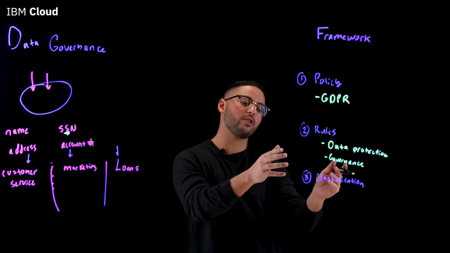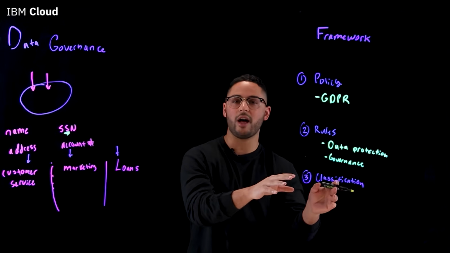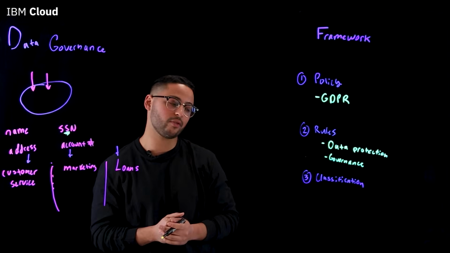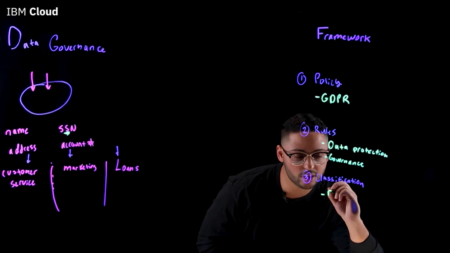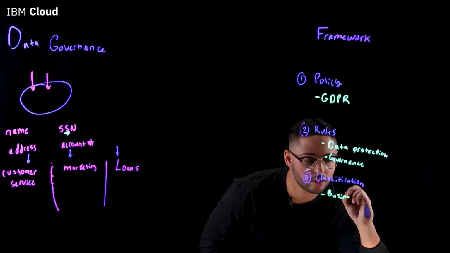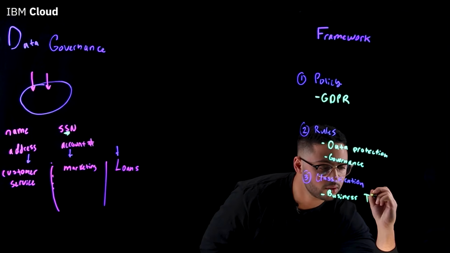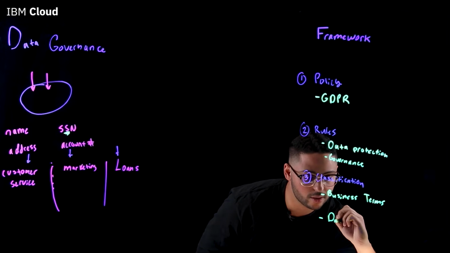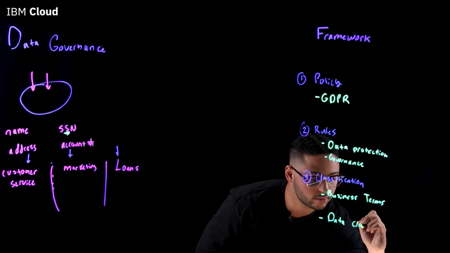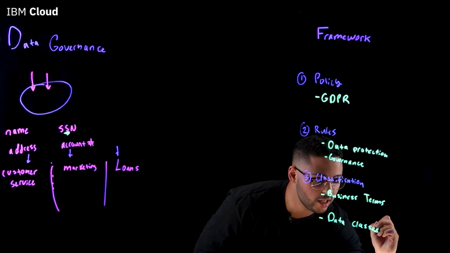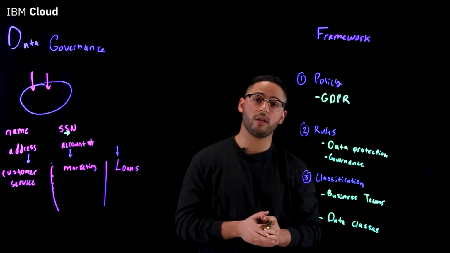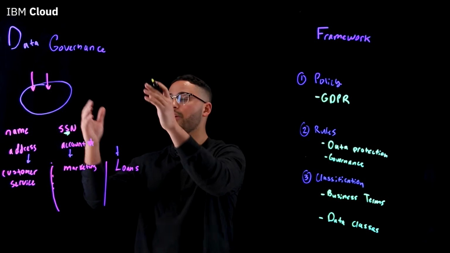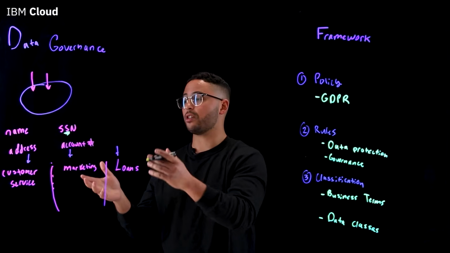So once you have these rules in place, you then want to classify the data that's flowing into the organization. And two ways to classify this data are through business terms or data classes. And they can work together, but just to break them apart here, let's talk about business terms. Business terms can be thought of as the language through which data is interpreted in your organization.